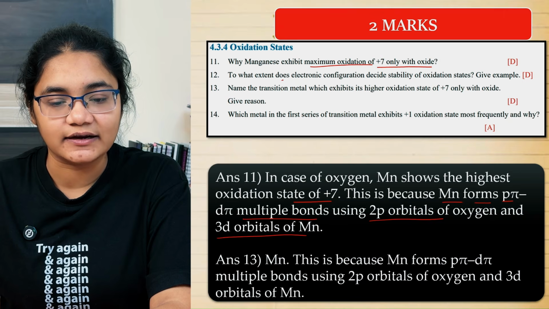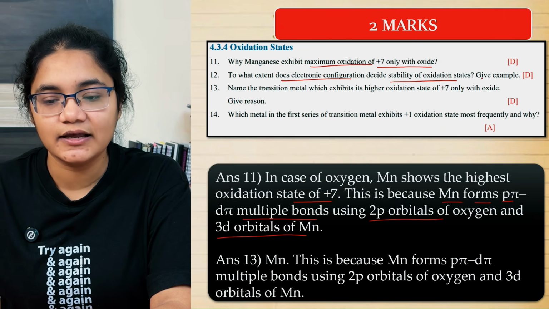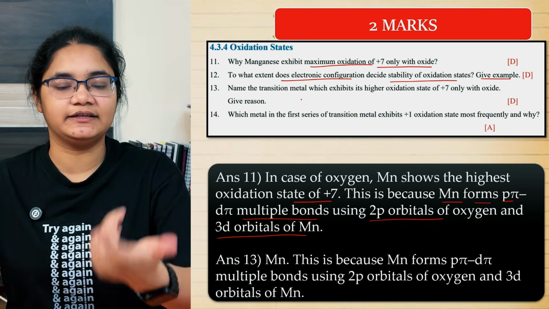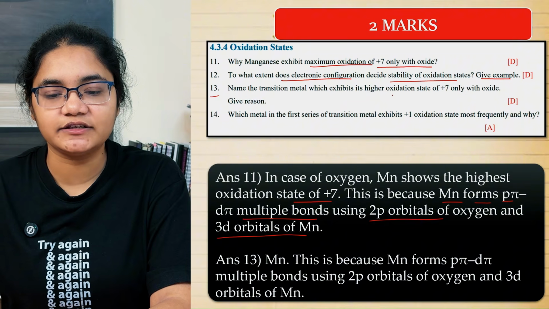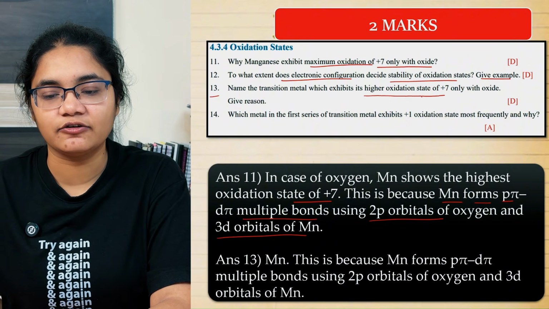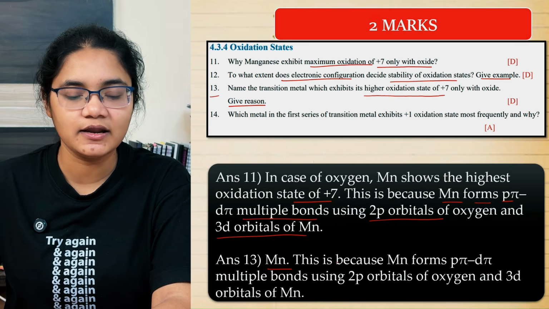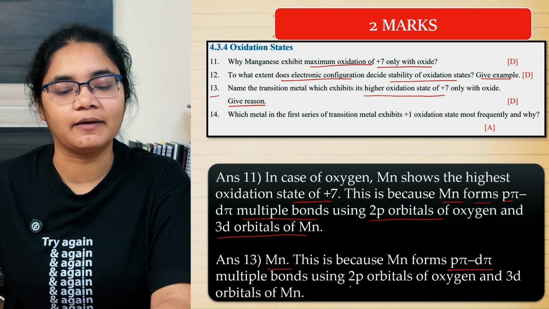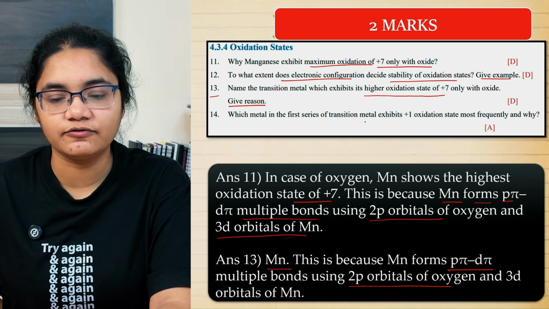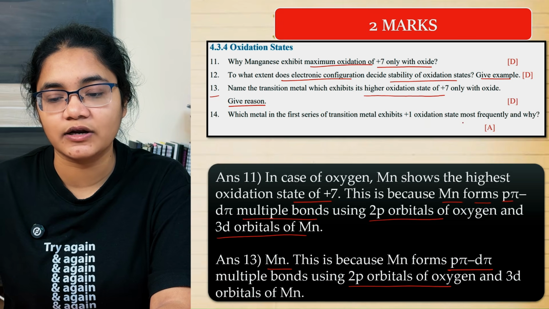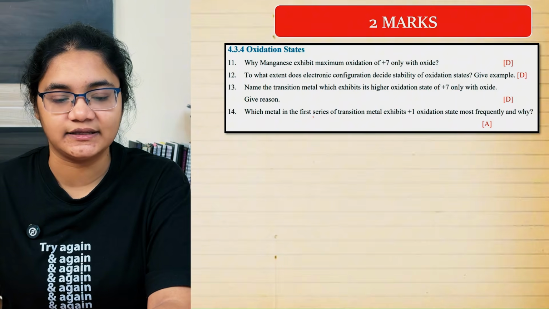Next, to what extent does electronic configuration decide the stability of oxidation states? Give example. This question we will discuss in the next slide. Let's take the 13th one now. Name the transition element which exhibits its higher oxidation state of +7 only with oxide, and give reason. Same answer here: manganese is the one, and that is because it can form pπ-dπ bonding with oxygen. Next, which metal in the first series of transition elements exhibits the +1 oxidation state most frequently and why? That is actually copper. We will see it in the next slide.